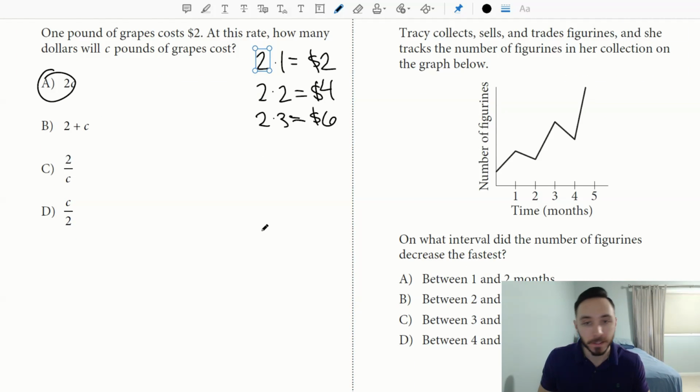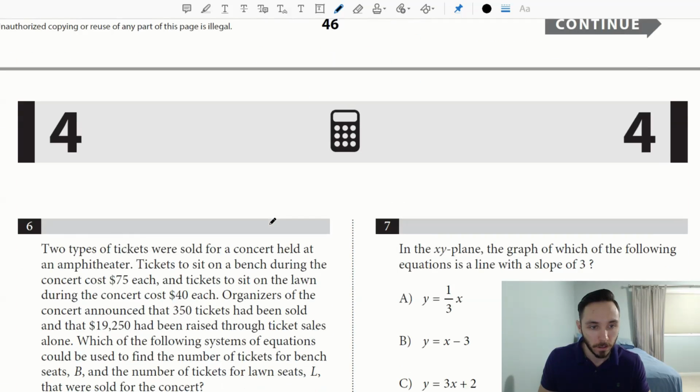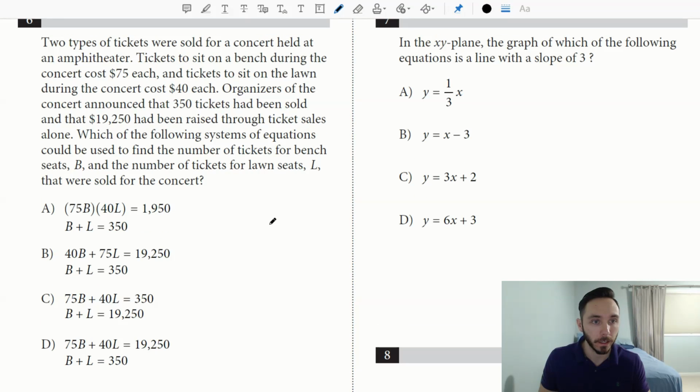So let's do number 6 now. So let's scroll to number 6. Okay. Oh, I don't know if I can fit this whole problem. Hopefully I'm fitting the whole problem.